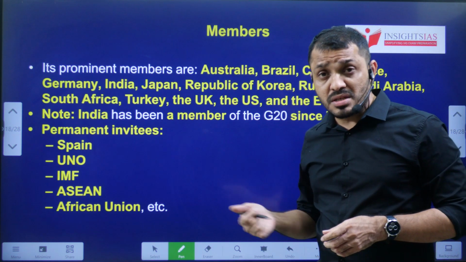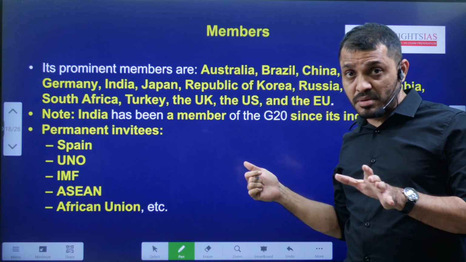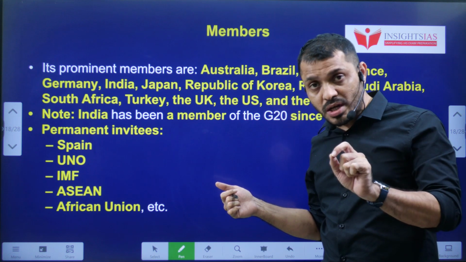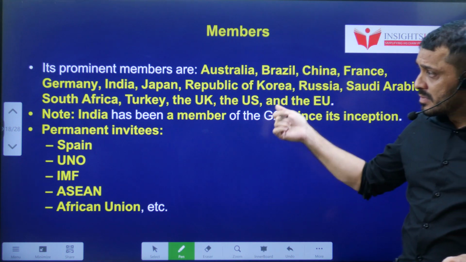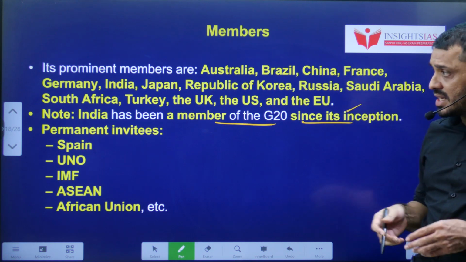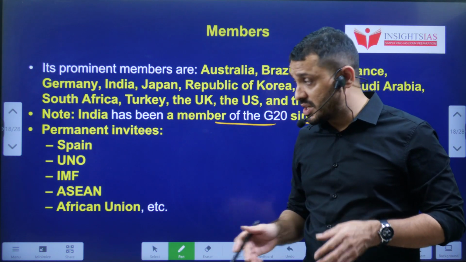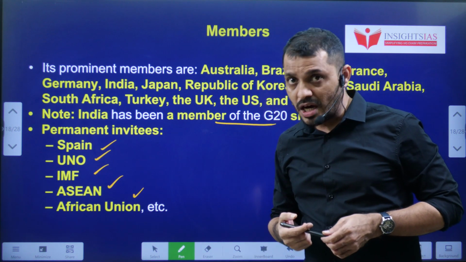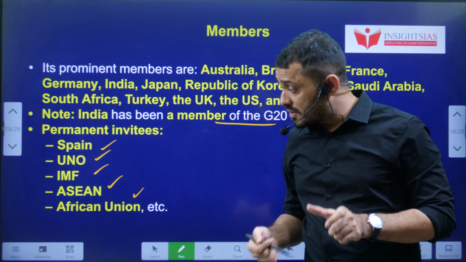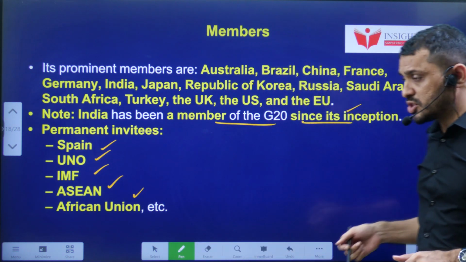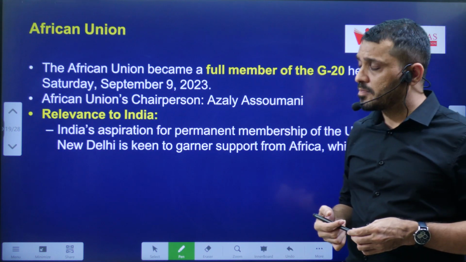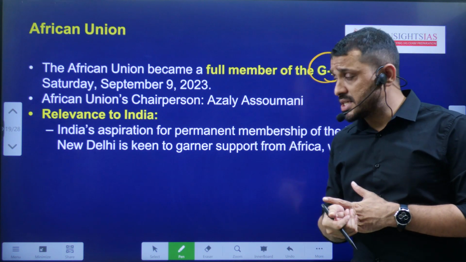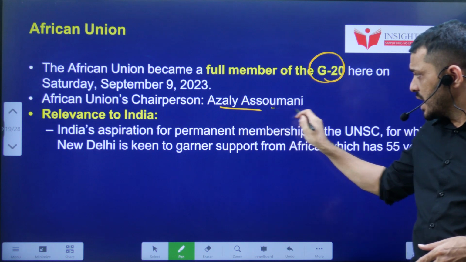Next, the permanent members are 19 member countries and one organization, that is the European Union. Now this year we added one more organization, that is the African Union. And India is a member of the G20 since its establishment. Permanent invitees of the G20 are always Spain, UNO, IMF, ASEAN and the African Union. Out of these, the African Union has now been given active membership in the G20. The African Union consists of around 51 nations, and its chairperson is Azali Assoumani.